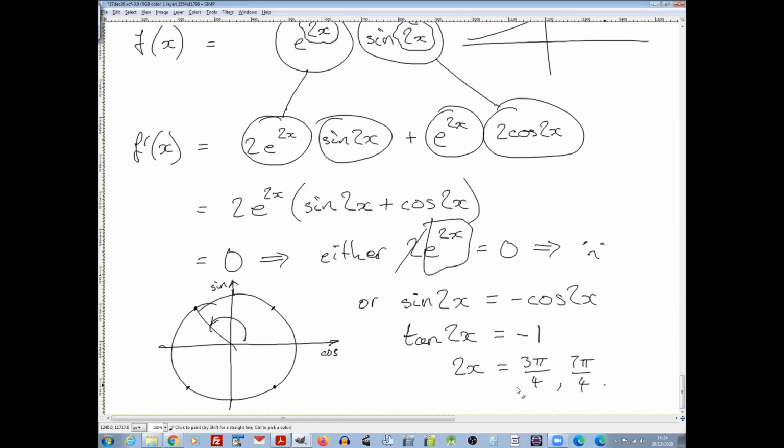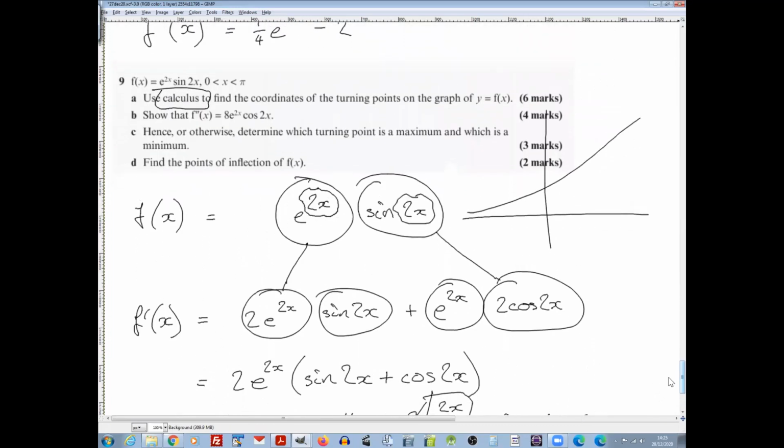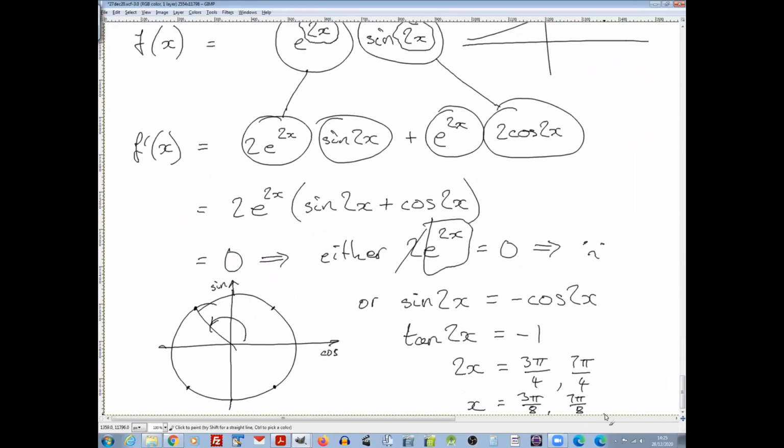Great. In which case x equals 3 pi over 8, good, or 7 pi over 8. Those would be the values of x. Is that what they wanted? For the turning points on the graph. Yes. And they want the y coordinates as well, which I'm sure we could give them.